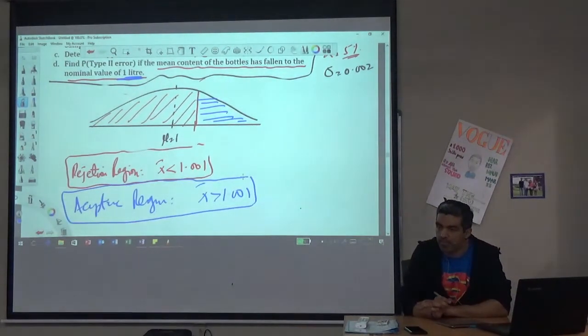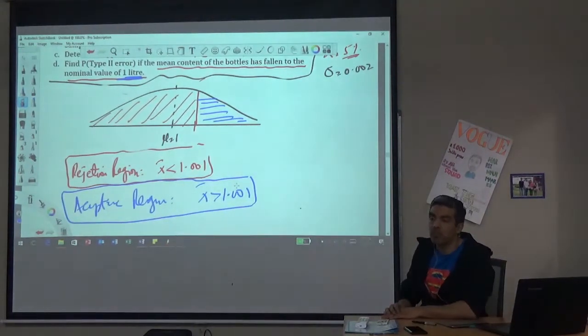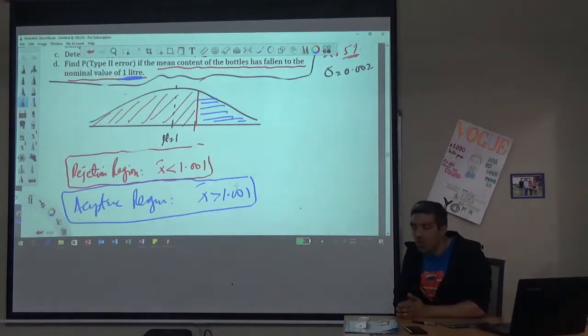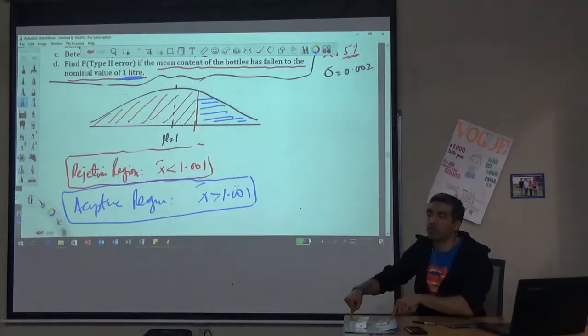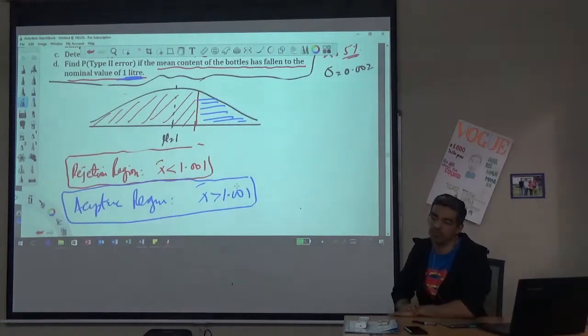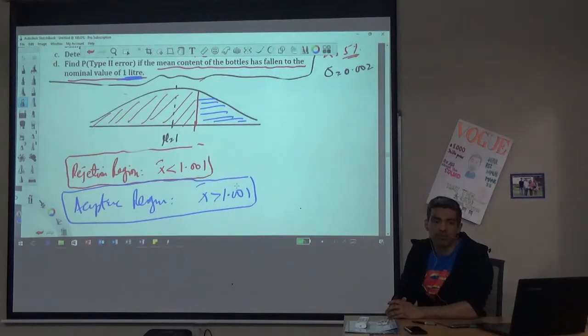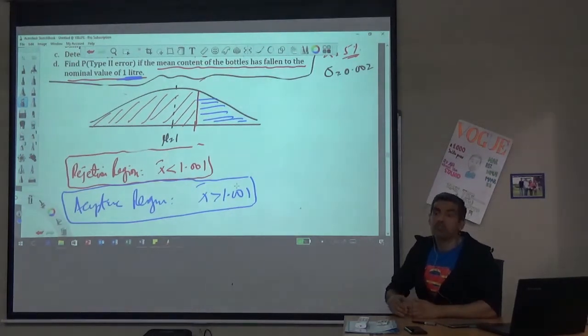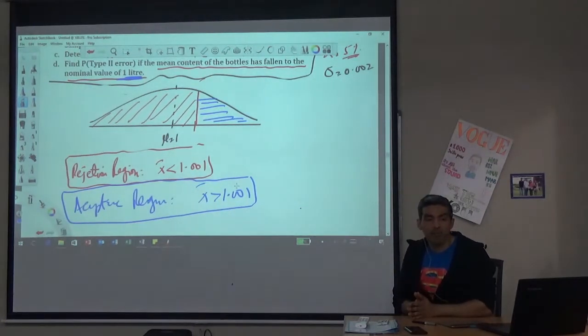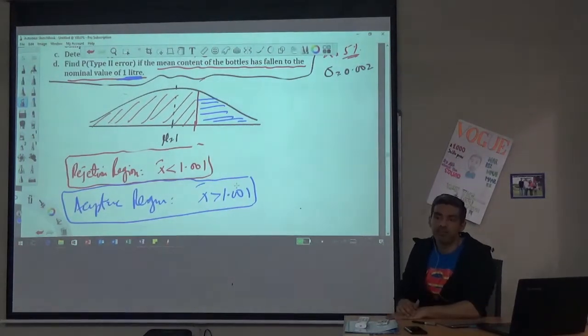Do we agree on this? Nobody is denying this is the acceptance region. We are just trying to find out the probability of this region, but based on the actual mean, not 1.002. If you base it on 1.002, the probability of this is 0.95. But we already know, 95% error ka chance thodi hai aapka type 2 ka. How can there be a 95% chance of an error of type 2? It doesn't even make sense. Your chances of making an error would be based on what the actual mean is.